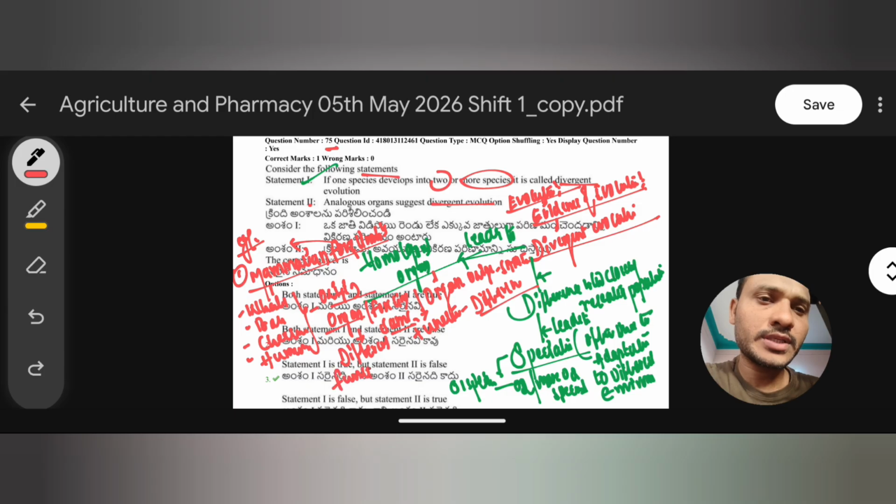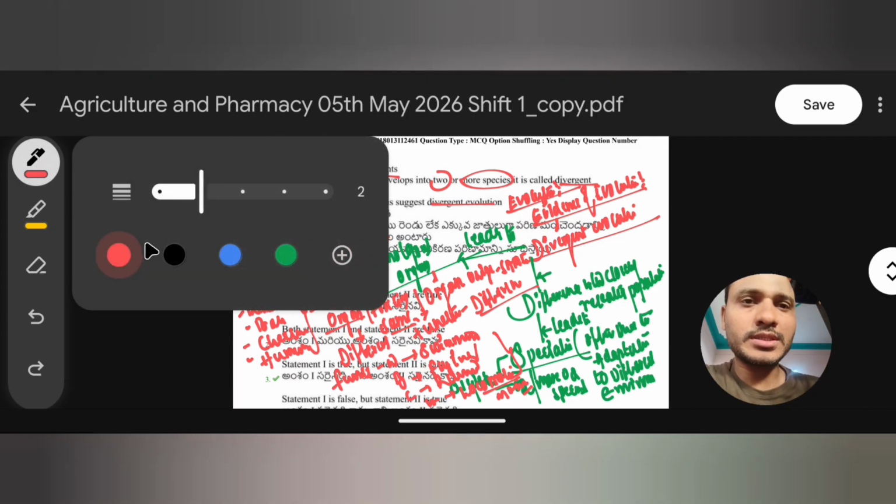How? For example, whales use the forelimb for swimming, bats use the forelimb for flying, cheetah use it for running, and human beings use the forelimb for locomotion or movement. So the origin of the organ is the same, but they perform different functions. This type of organ is called a homologous organ. Its basis is divergent evolution.